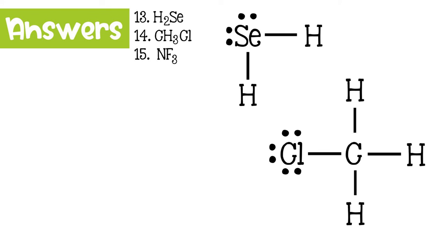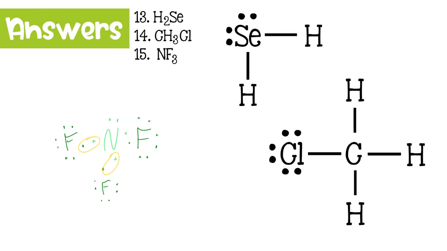Lastly, let's look at number 15, NF3, or nitrogen fluoride. Once again, fluorine, F, has 7 valence electrons. That's 3 pairs and 1 unpaired electron meant for bonding. And then nitrogen has 2 electrons that are paired up as a lone pair and 3 that are unpaired for bonding. So each fluorine can make 1 bond, but the nitrogen can make 3.